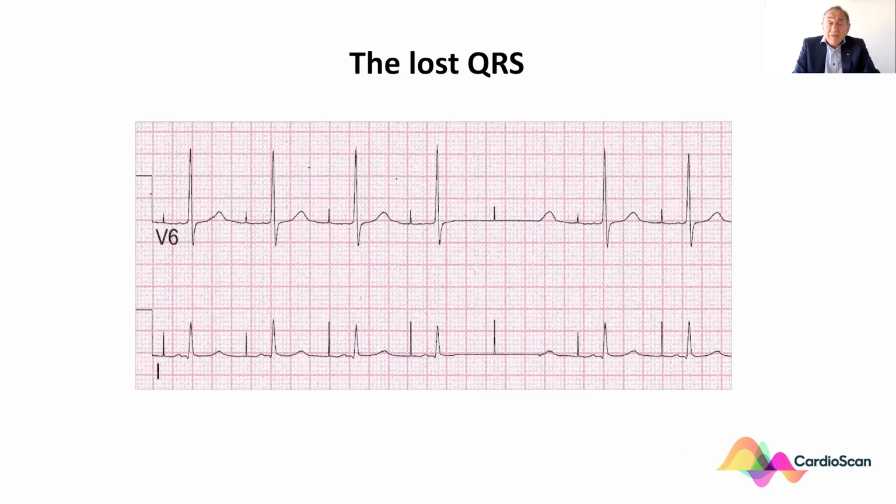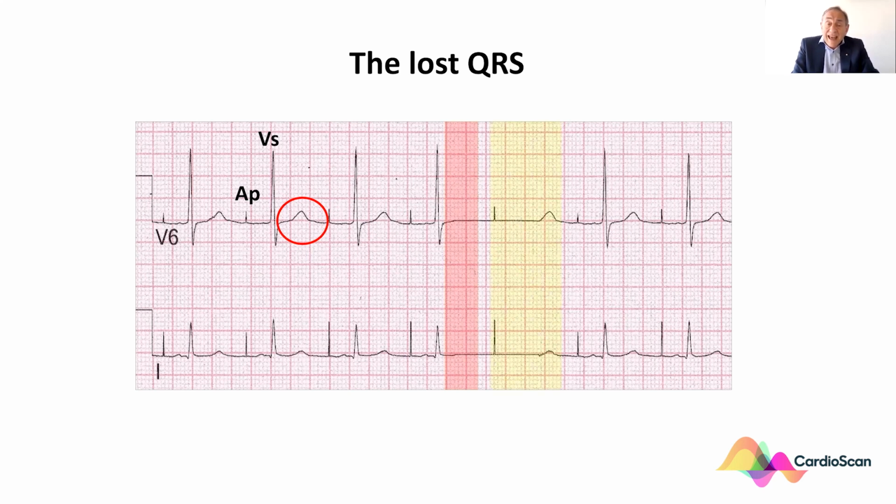Here is another lost QRS. It is V6 and lead 1, and you can see a paced rhythm, that is atrial pacing with normal AV conduction. A-pace, V-sense. However, we can also see a T wave, but if we look at one of the other complexes, there is no T wave present.